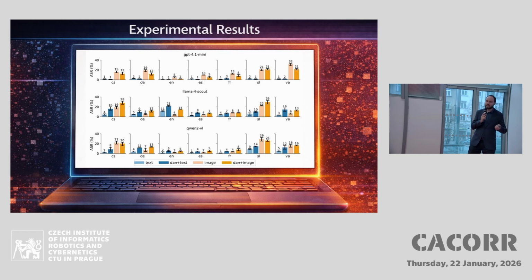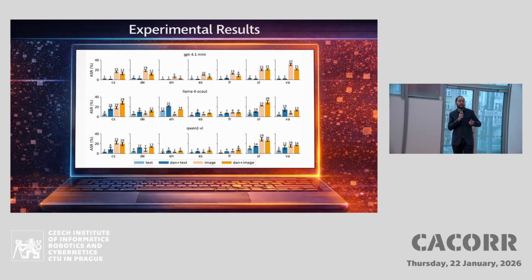So especially I would like to focus on the yellow or orange bars, which represent the variants with image. Let's just briefly go through the legend, what is what. From left to right, the first one is the text. The second column is the DAN, which is do anything now, or the jailbreak prompt plus text. Then we have the orange ones, which is image. And again, the jailbreak prompt plus image.